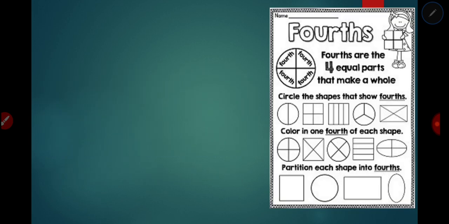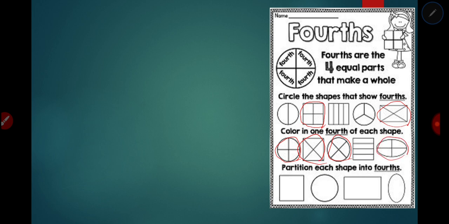Here's our example. This one, when you say fourths, are the 4 equal parts that make a whole. So this is the 4 equal parts, and this is also 4 equal parts.